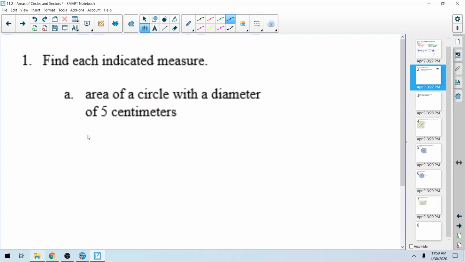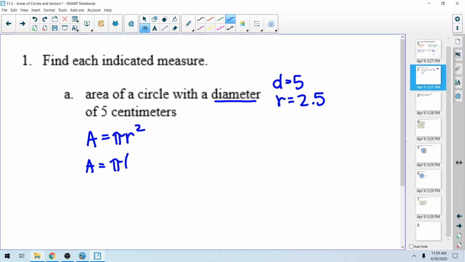So remember, area of a circle is pi times the radius squared. And we have to find the area, but they did not give us the radius. They give us a diameter. So if the diameter is 5, keep in mind the radius is half of that. So our radius is going to be 2.5. So pi times 2.5 squared.